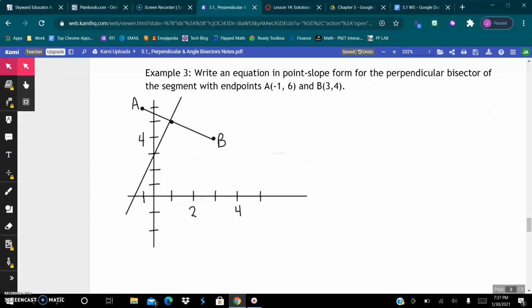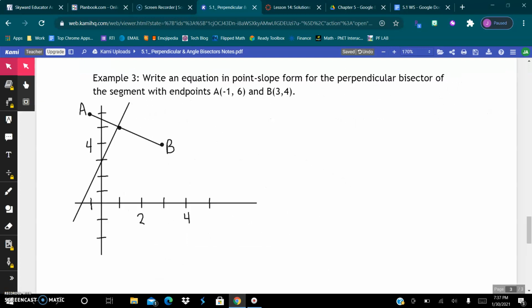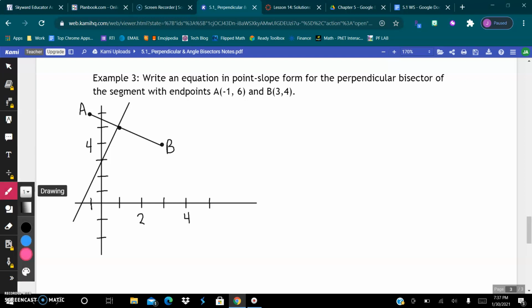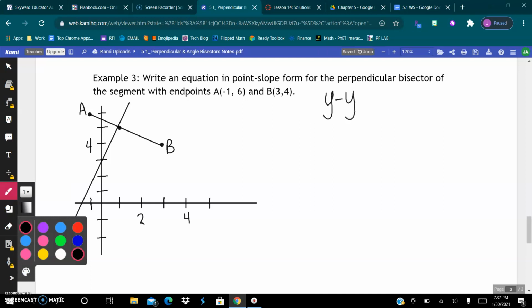And our last example here says, write an equation in point slope form for the perpendicular bisector of the segment with endpoints A (-1, 6) and B (3, 4). So your first thing that you need to know is point slope form. We need to have a refresher on that. And m is our slope. And then (x1, y1) is an ordered pair from that line.